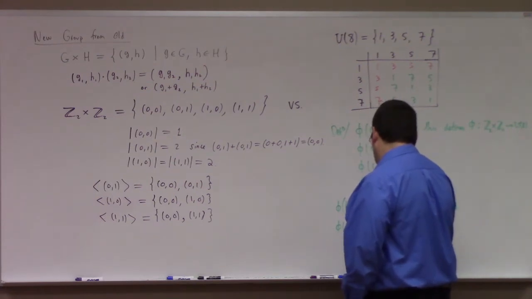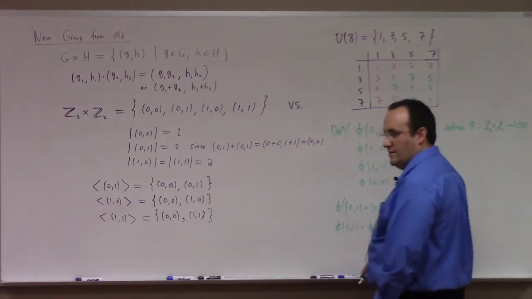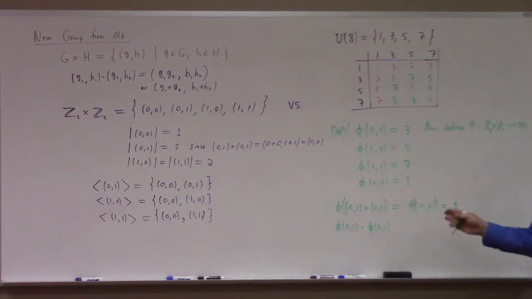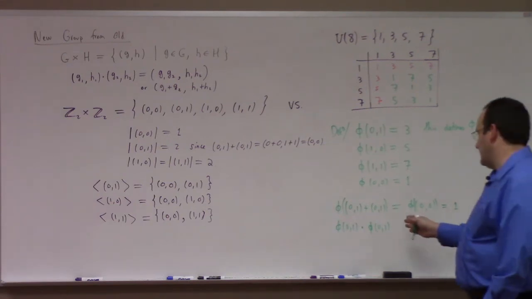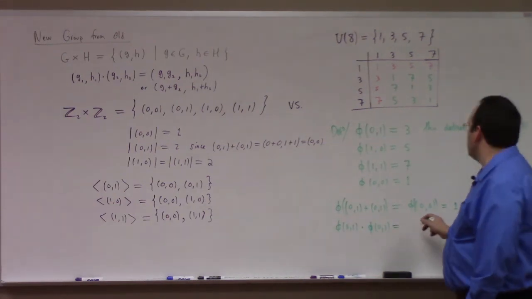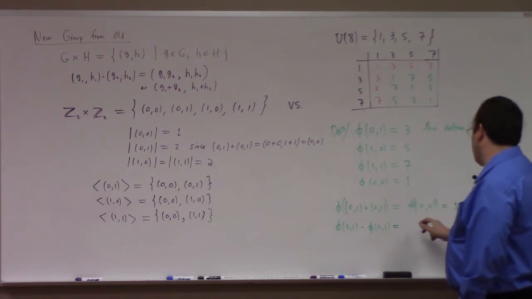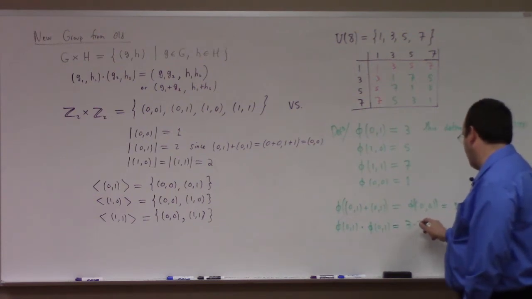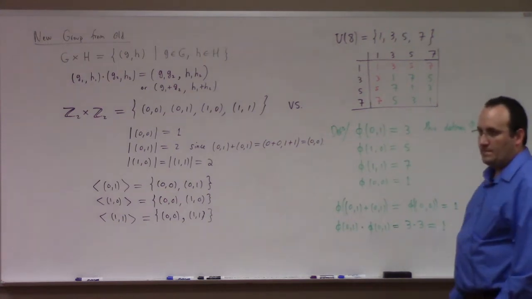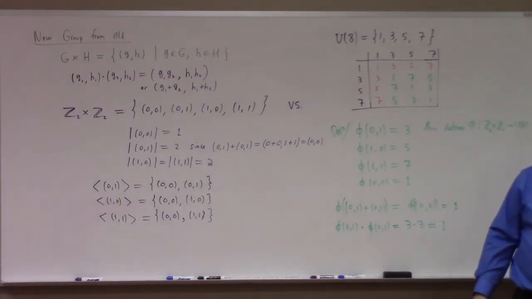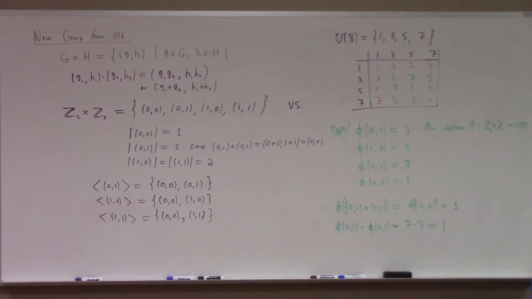We're trying to judge if phi is an isomorphism from an additive group to a multiplicative group. So I shouldn't check the sum. I should check the product, right? So this is equal to 3 times 3, right? Which, of course, is equal to 1. I don't really see anything to do but write out 16 cases.